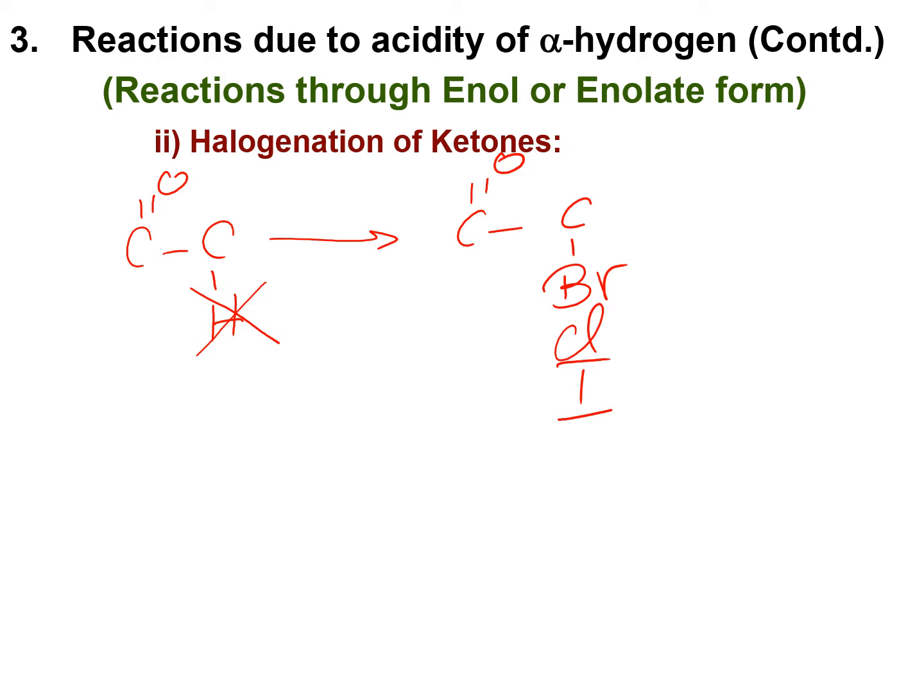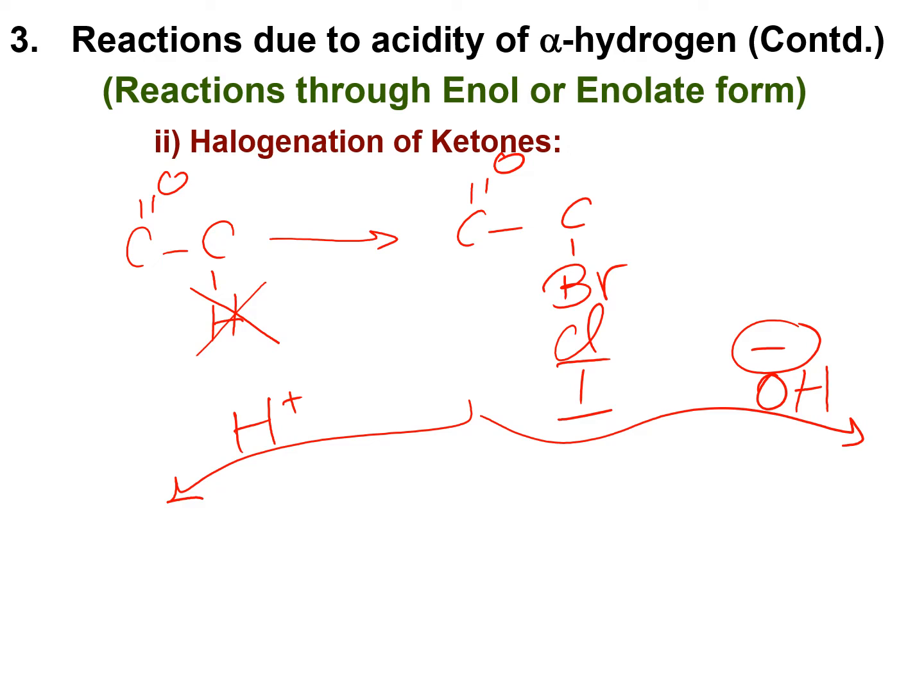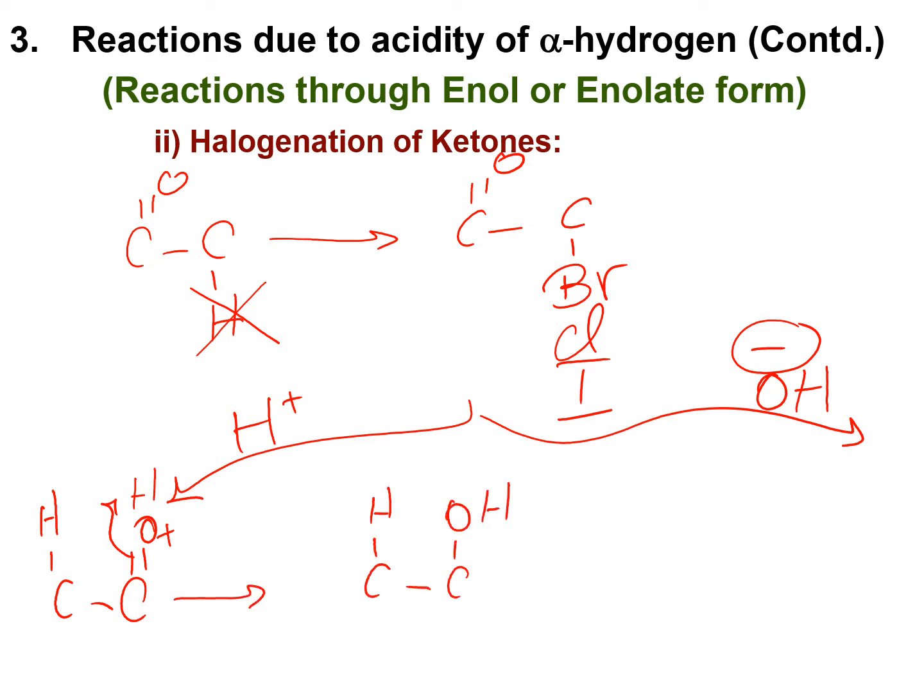It depends on your conditions. You can perform the reaction in acid medium and you can perform it in alkaline medium. Let's first discuss the acid medium. In case of acid medium, you have a carbonyl and you have a carbon attached to it that is carrying an alpha hydrogen. You add an acid medium, so you protonate the oxygen, breaking the double bond between the carbon and the oxygen.